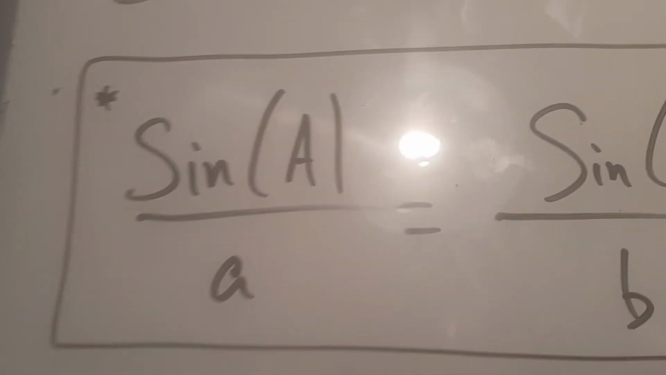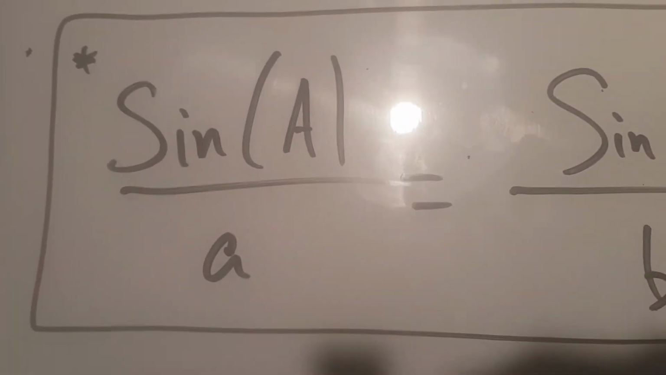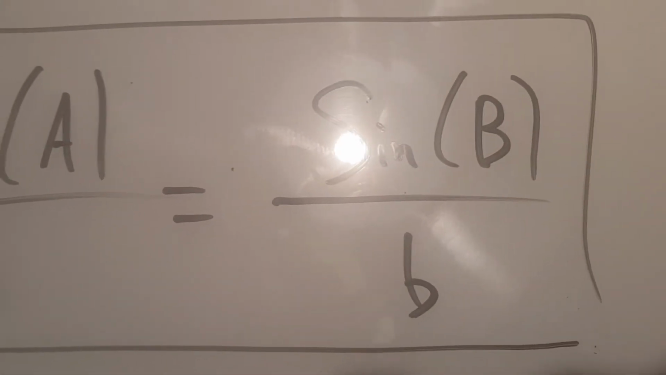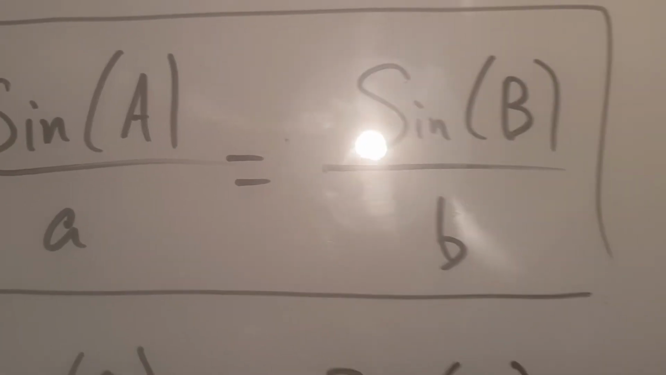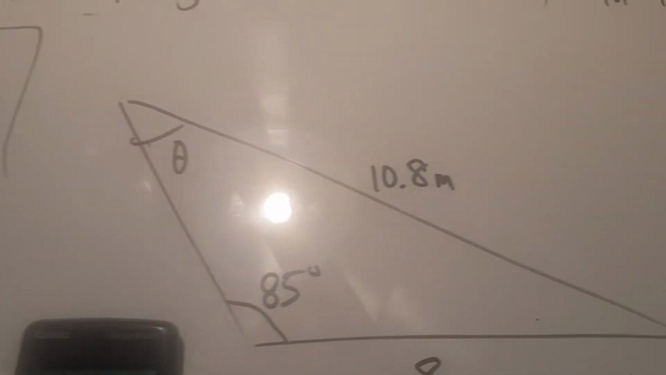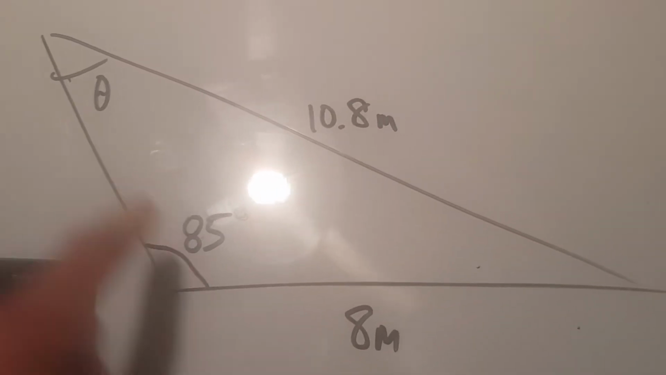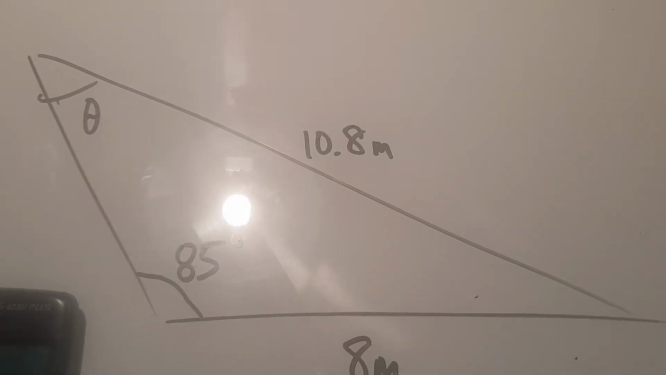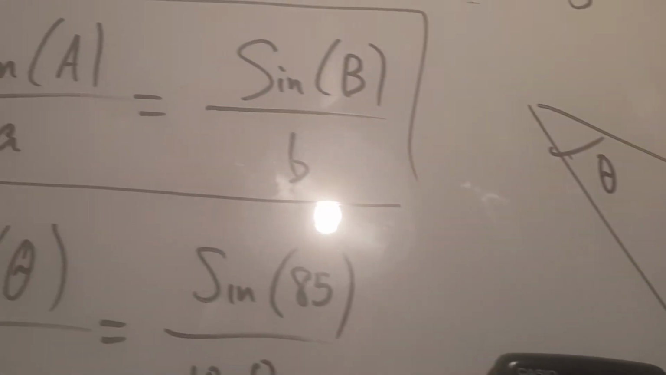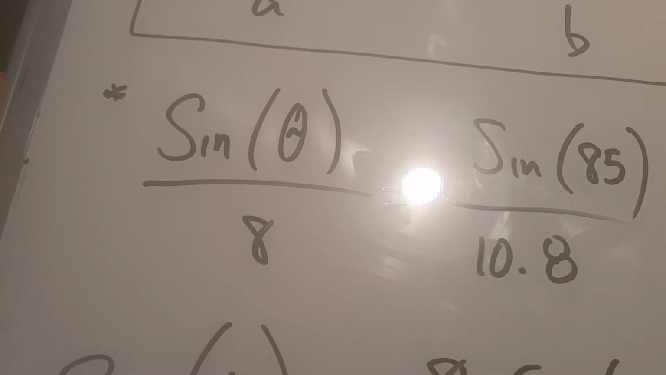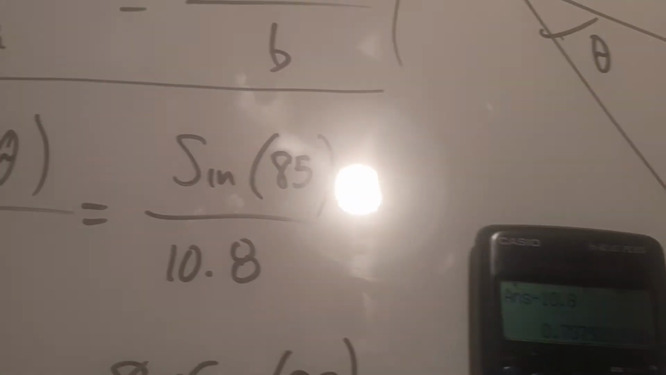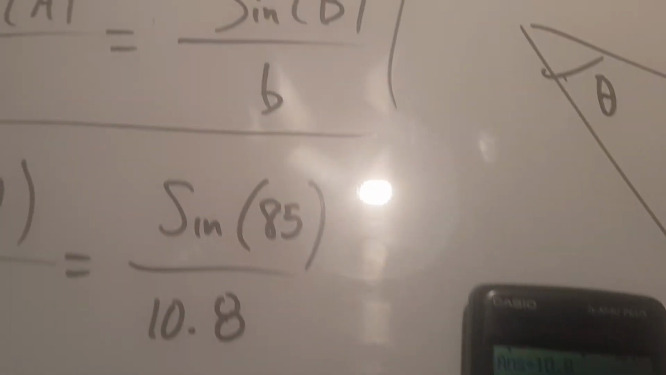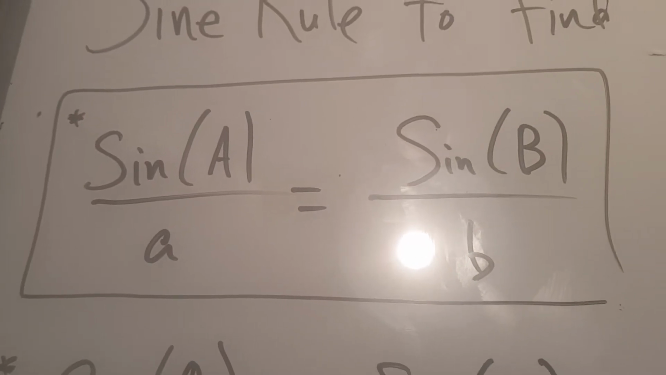So this is the sine rule that we're going to use. The sine of angle A divided by the length of side A is equal to the sine of angle B divided by the length of side B. Looking at this diagram, we have an unknown angle. That's going to be the numerator of our first fraction. So the sine of angle A becomes the sine of theta. That's what we're trying to find, and we always let that unknown be the numerator of the first fraction.